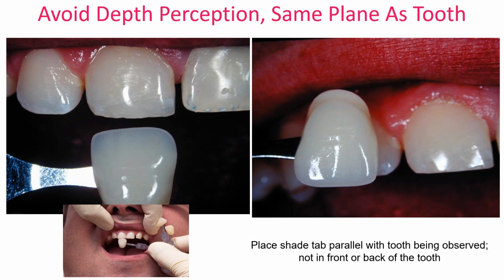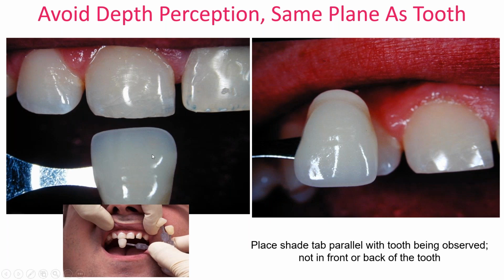We also make sure that we have that shade tab in the right plane, in the same plane as the natural tooth. We don't have it in front, we don't have it in back. That depth, even if it's a millimeter off, is going to considerably change how we observe the shade match. So it has to be in the same plane so that you have the same light refraction, same light resemblance between the tooth and the shade tab. And therefore, we have an easier way to get the closest shade tab possible.